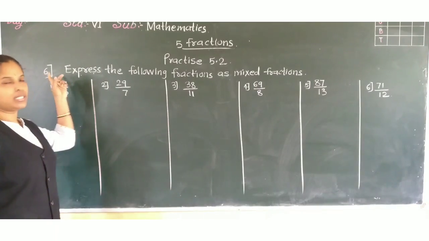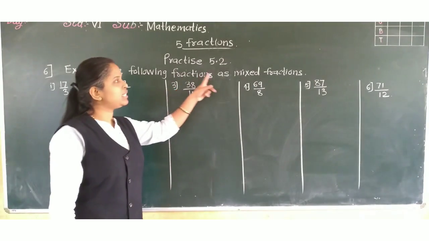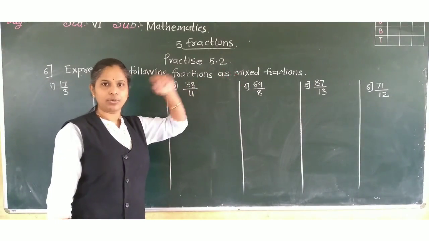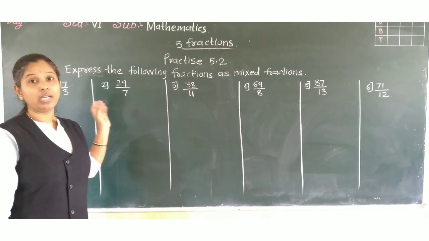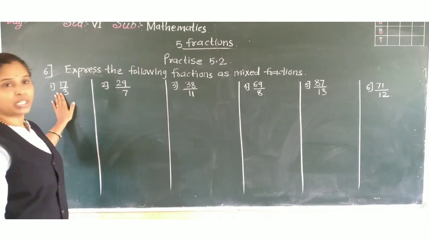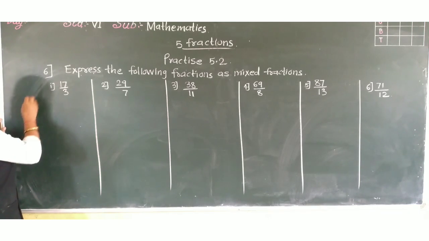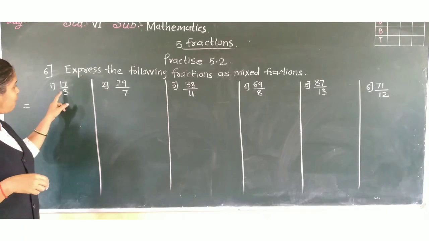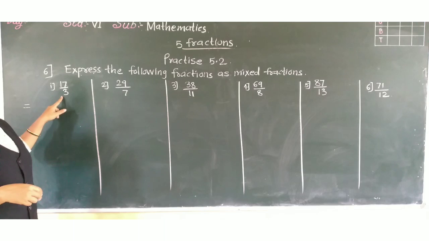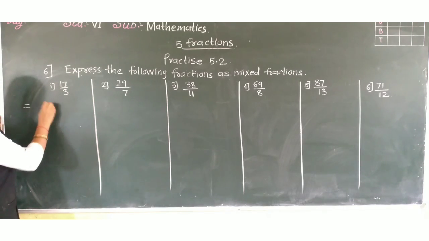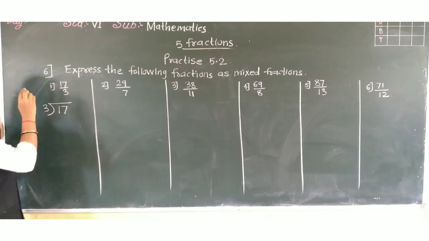Now question number 6. Express the following fractions as mixed fractions. Now how to convert this improper fraction into a mixed fraction? See here, I will show you. Here, this is an improper fraction, no? So you will have to divide the numerator by the denominator, that is, divide 17 by 3.